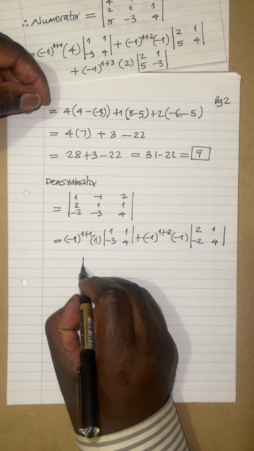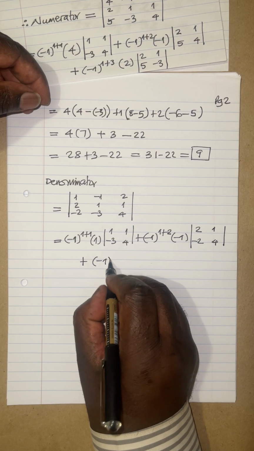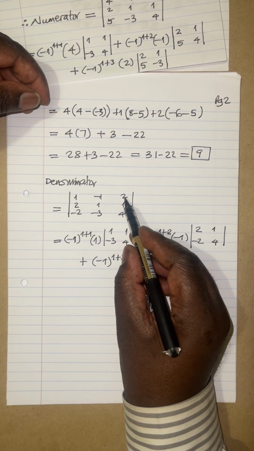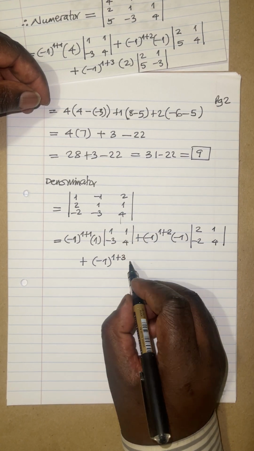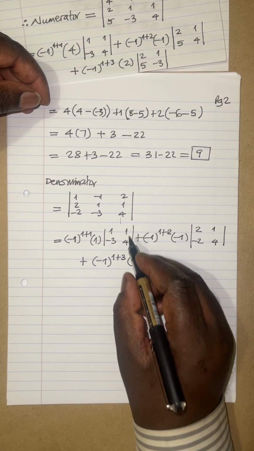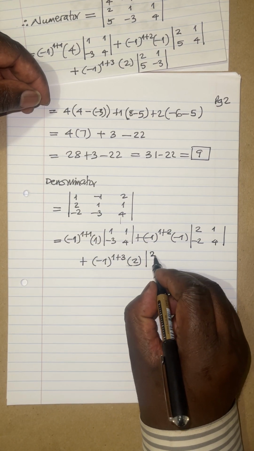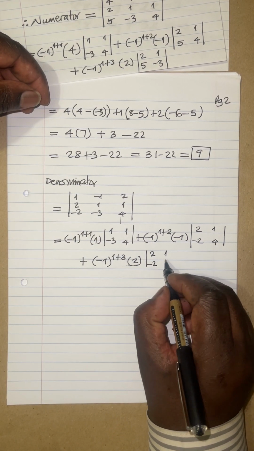And then finally, plus. We're repeating the same procedure. We are still in row 1, but now we're in column number 3. Our number of focus is 2, and then we ignore those numbers, and we focus on these ones. Times the determinant of 2, minus 2, and 1, minus 3.